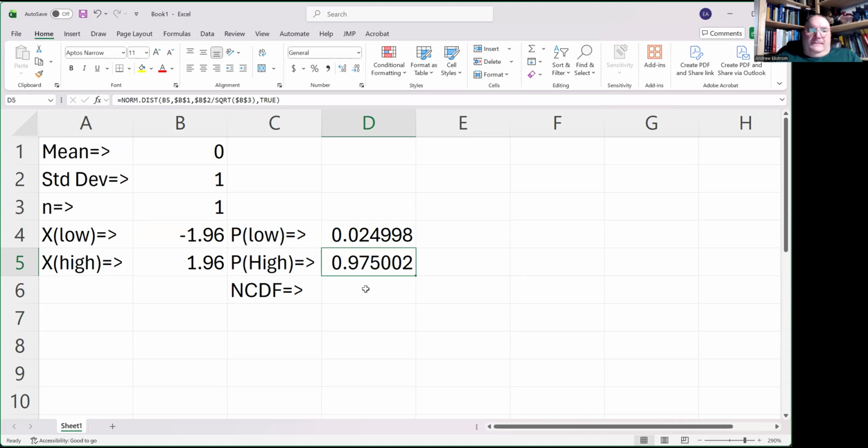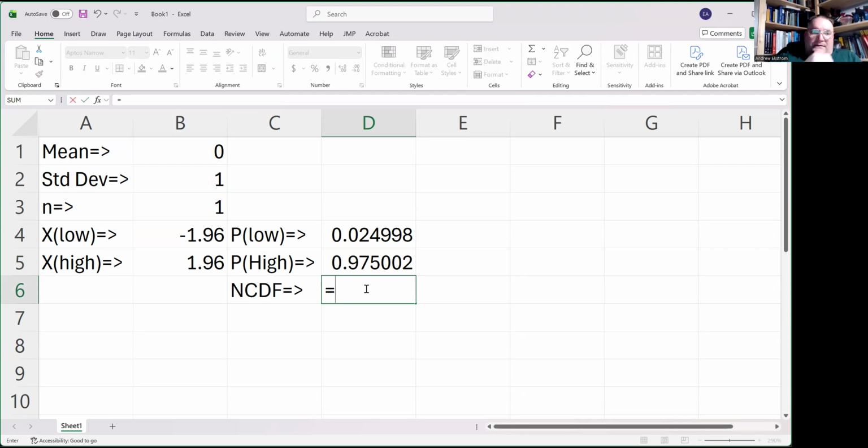So now that we've got that, I can now come down here and I want to know what is the range of values that I've got. So P high minus P low, can go ahead and hit enter. And as we talked about before, we already know that this should be 95%. This is saying that the total area under the curve is 95.0004%. Good enough.